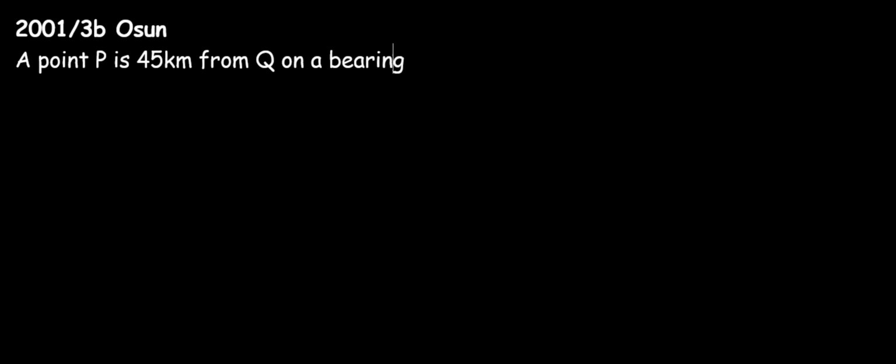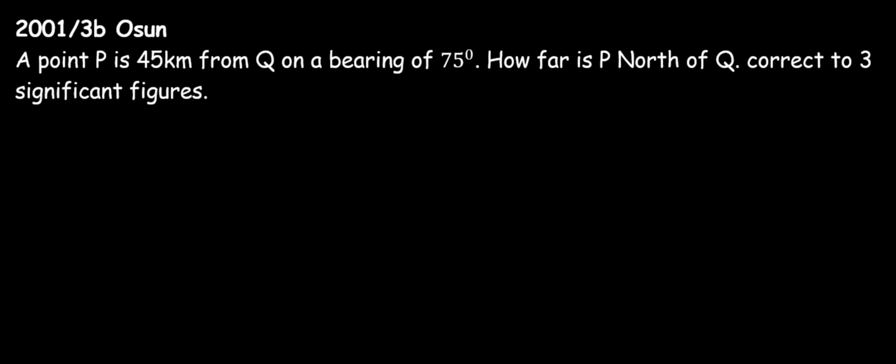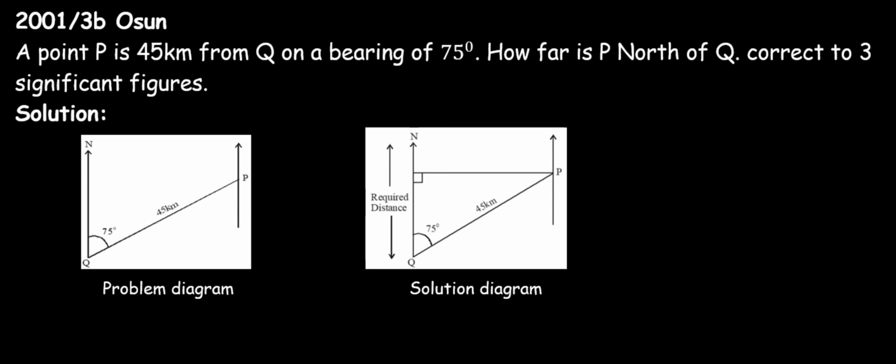Another example. A point P is 45 kilometers from Q on a bearing of 75 degrees. How far is P north of Q? Correct to 3 significant figures. Solution. From the problem diagram, we have a direct sketch of the question. A point P is 45 kilometers from Q on a bearing of 75 degrees.